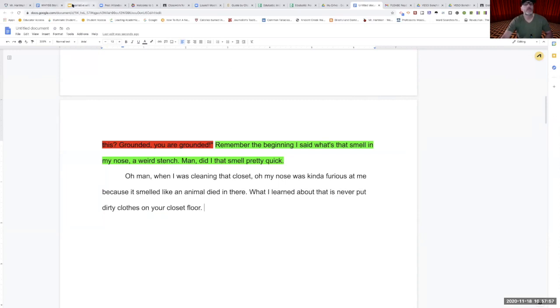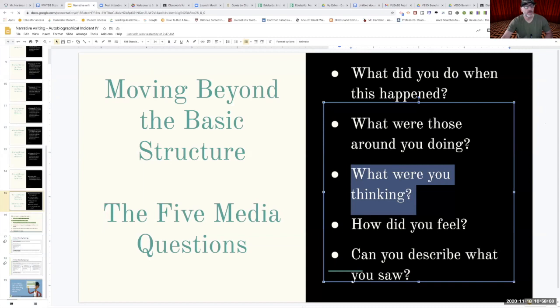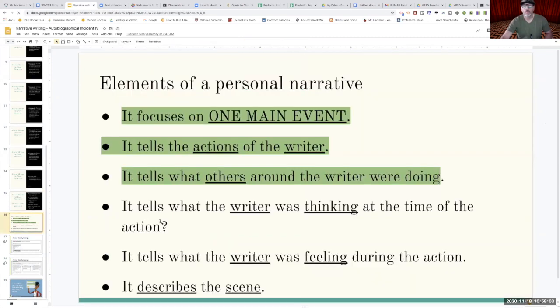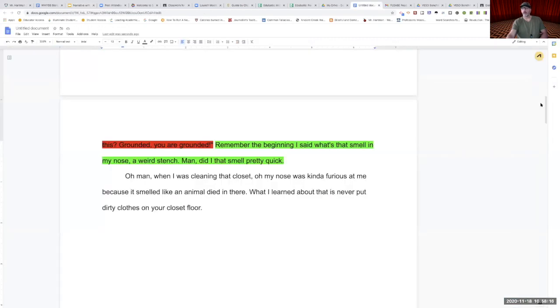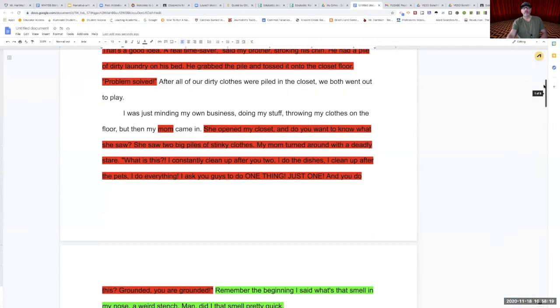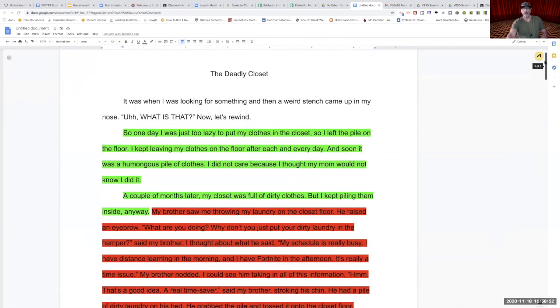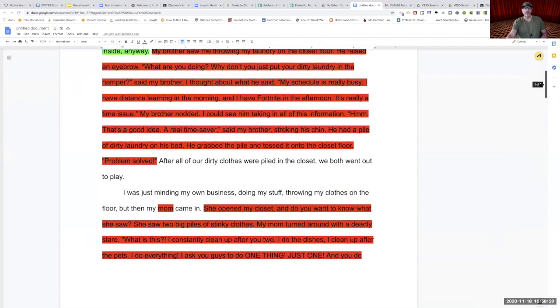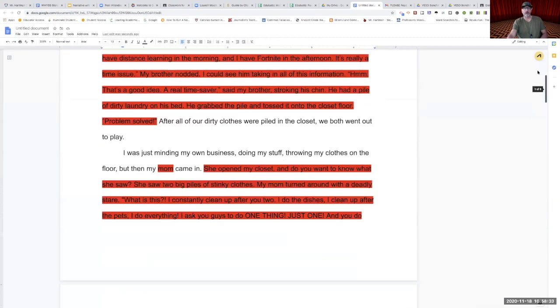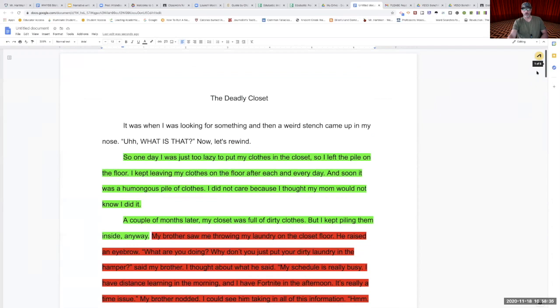So we come back to, let's take a look at the other questions. Tells what the writer's thinking, feeling, yeah. Describes the scene. We're a little light in that department. So I really don't know what the room looks like, or what the space looks like. It's not super urgent, but it would definitely help and put the reader in the scene a little more. So I would go back and add something along those lines.